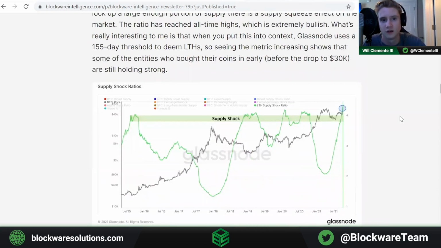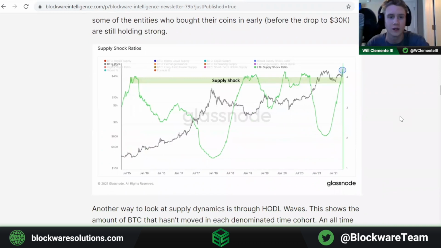And the macro case continues to grow. This is my pinned tweet, actually. This is the ratio of the long-term guys to the short-term guys. So we call this the long-term holder supply shock ratio. And what you see is we are in all-time highs, which is pretty incredible.